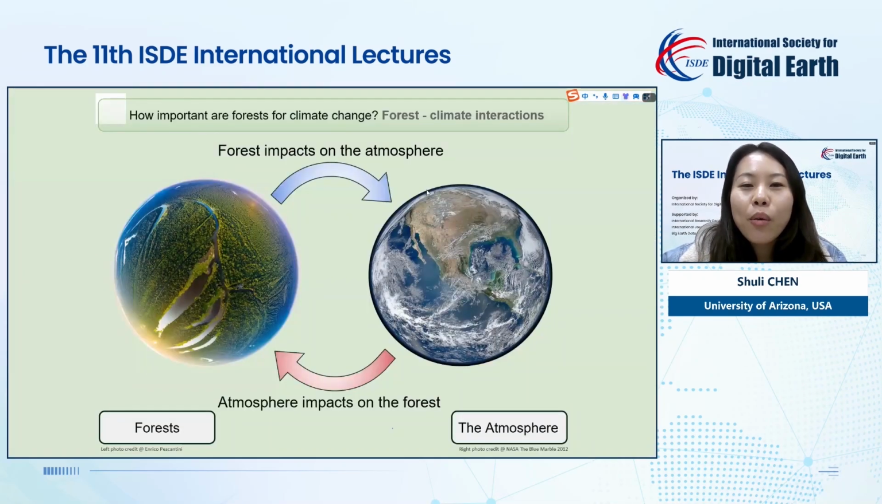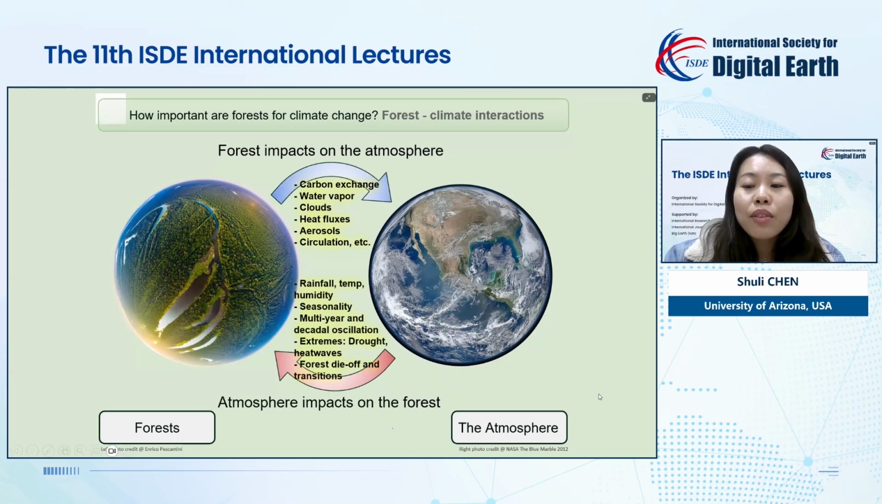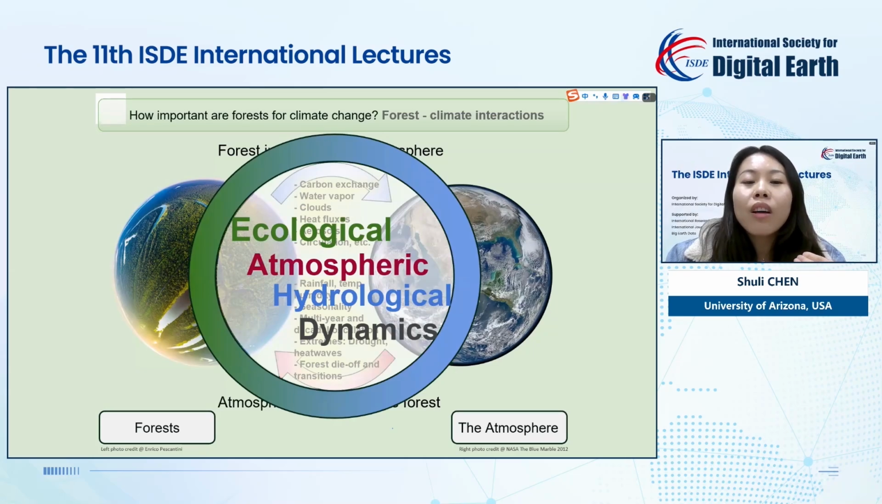How important are the forests for climate change? We know that there are significant mutual interactions between the forest and the climate. For example, the forest impacts the atmosphere through water vapor, clouds, aerosols, and circulations. And in return, the atmosphere also impacts the forest through seasonality, forest transitions, or extreme weather events. Critically, we want to know how the ecological, atmospheric, and hydrological dynamics work in the ecosystem.